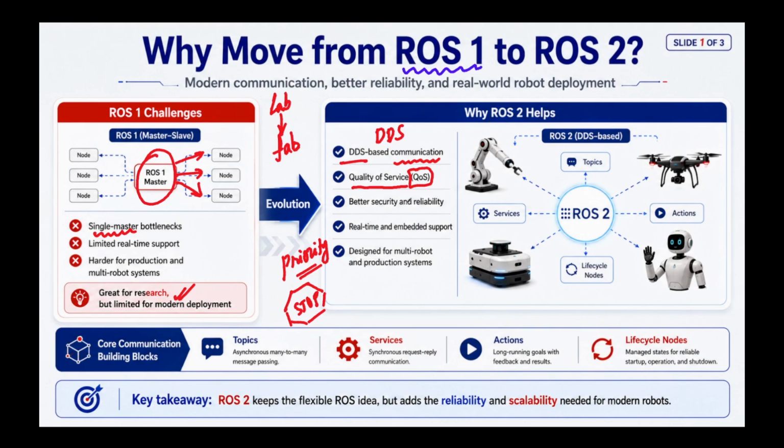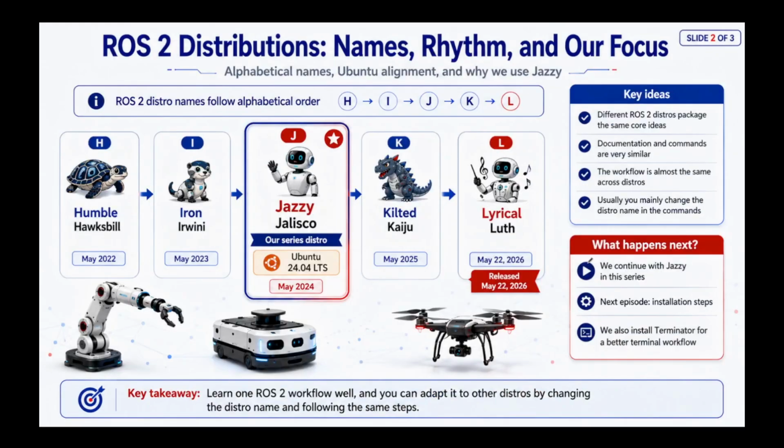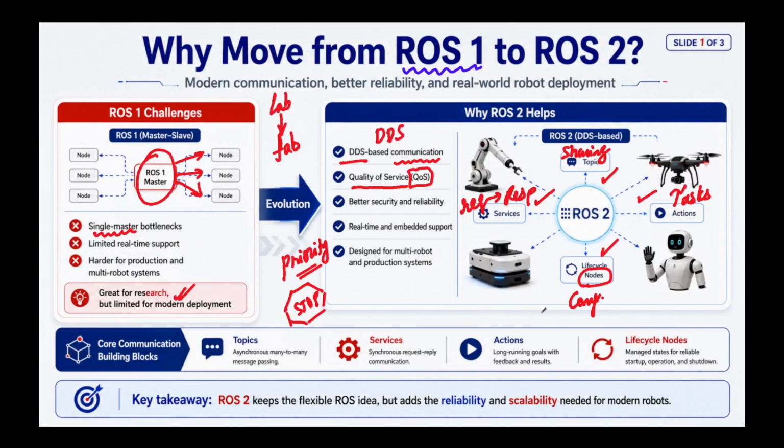The slide also shows topics, services, actions and lifecycle nodes. We will cover these in later episodes, but here is the basic idea. Topics are useful for continuously sharing information, and services are useful when one component sends a request and expects a response. Actions are useful for longer tasks that may provide progress feedback. Lifecycle nodes help manage important component states such as configuration, activation and shutdown. These features give us a more structured foundation for building complete robotic systems.